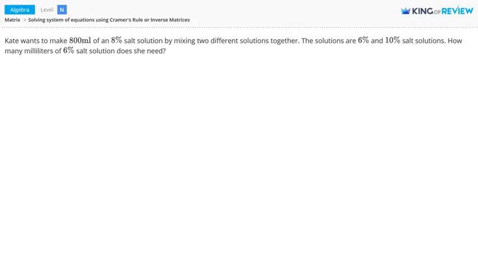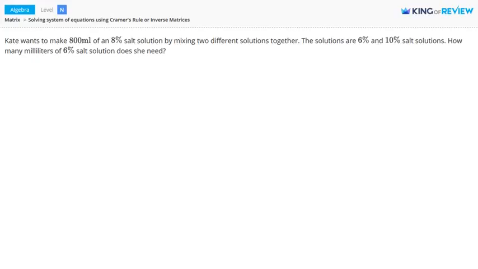Kate wants to make 800 milliliters of an 8% salt solution by mixing two different solutions together. The solutions are 6% and 10% salt solutions. How many milliliters of 6% salt solution does she need?